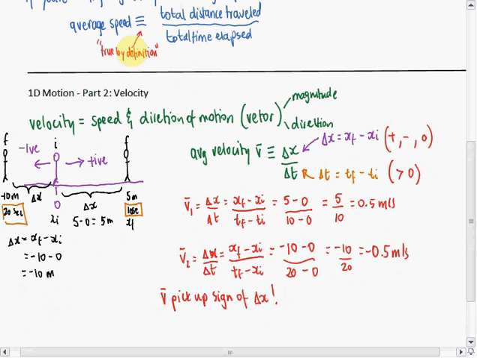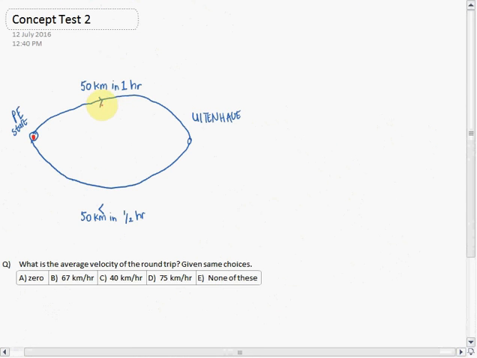Great stuff. So let's apply that to our second concept test. In this concept test, it's the same as what we did when we looked at average speed. We start in Port Elizabeth, travel 50 kilometers to Uitenhage in 1 hour. We wait in Uitenhage for 1 hour and then race back to PE, those 50 kilometers in half an hour. What in this case is the average velocity of the round trip given the same choices? It's either 0 kilometers per hour, 67 kilometers per hour, 40 kilometers per hour, 75 kilometers per hour, or none of these. I'd encourage you guys to just pause it, try and work it out based on the definitions that we've just covered and see what answer you come up with and compare your reasoning to the ones that are provided in a second.